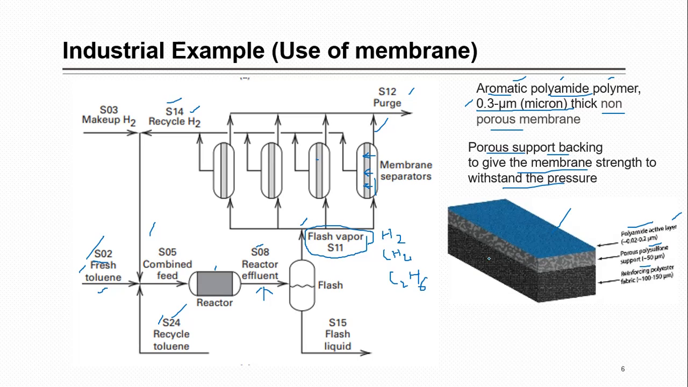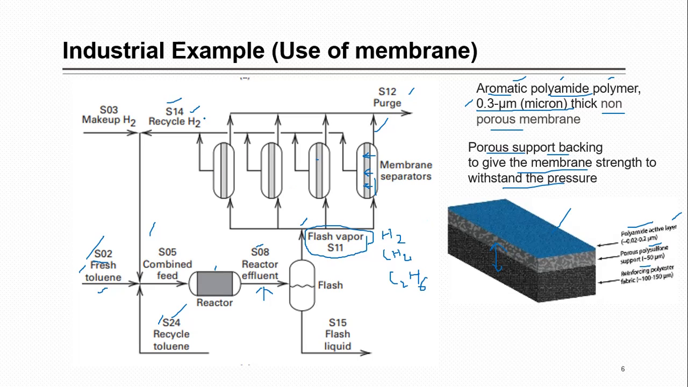So these lower layers here are also acting as a support for the top layer, the active layer. They are not participating in separation, they are just acting as a support. So overall this is the construction of the membrane used here. Don't need to go into much detail. You should just remember that there is one active layer and then there are some support layers here, just to bear high pressure.